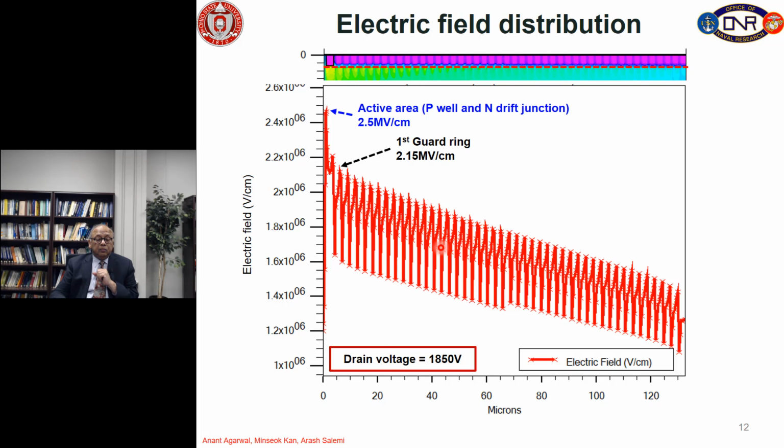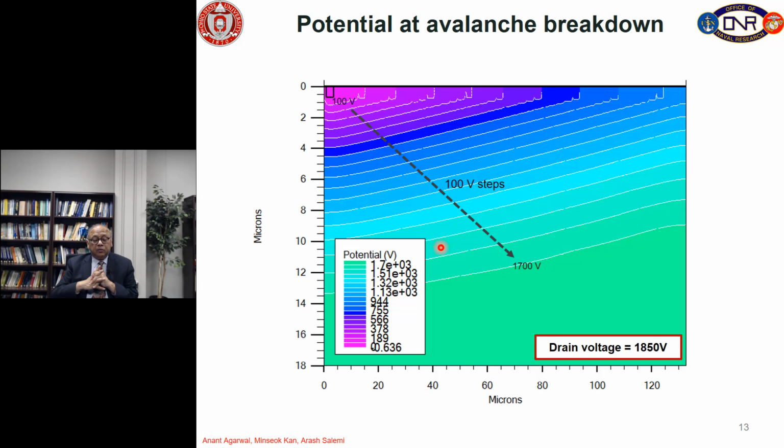So, here are the constant potential contours at 1850 volts, and you can see these are 100 volt steps, and you can see that these guard rings acquire potential as we move from left to right, and you can see that the third guard ring maybe is at 100 volts, and then maybe sixth guard ring is at 200 volts, and so on.